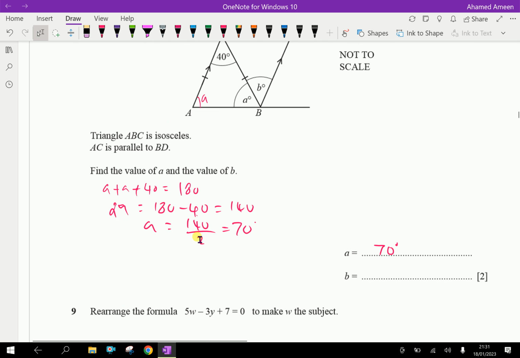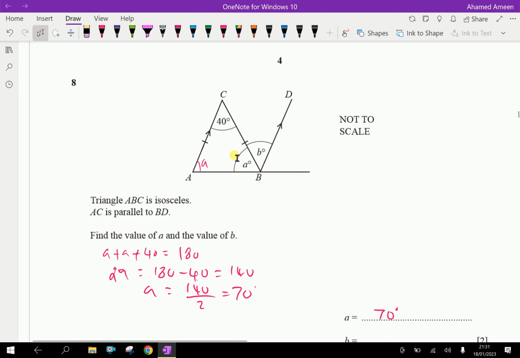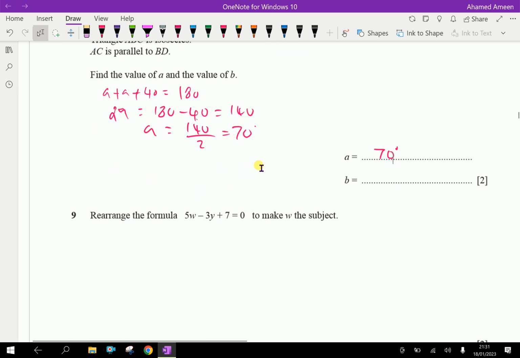What about B? Here, B is 40 degrees because it's an alternate angle. Here AC and BD are parallel. This 40 and B are alternate angles. So here B equal to 40 degrees.